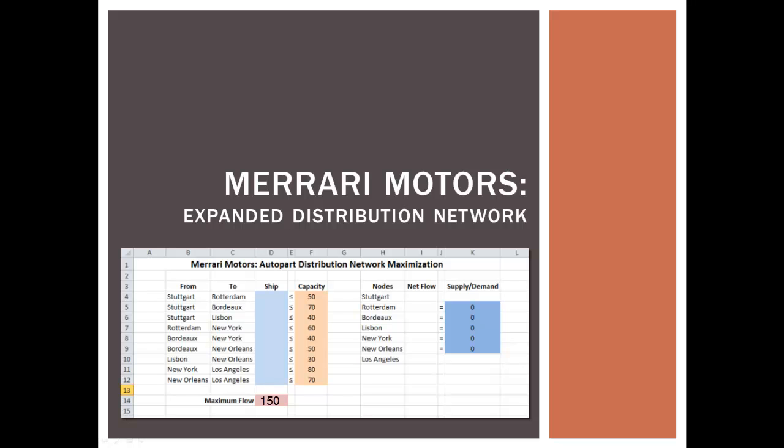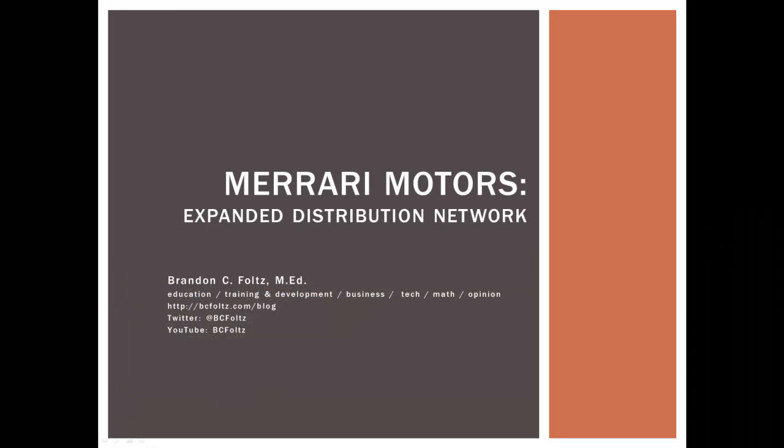So what we decided to do was add some nodes or some routes to our network to hopefully increase its capacity. And actually that is the point of this problem here. We're going to add some new distribution channels and see just how that will affect our maximum throughput in our distribution network. So here's what we decided to do.